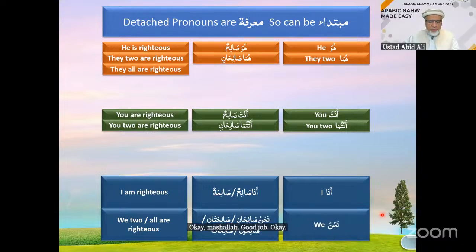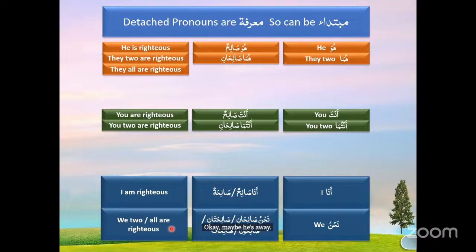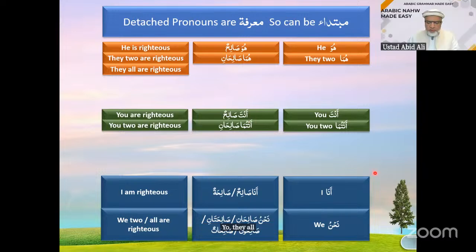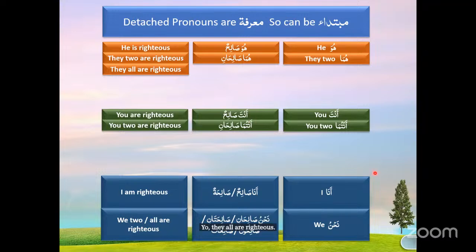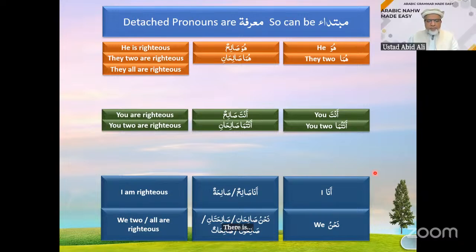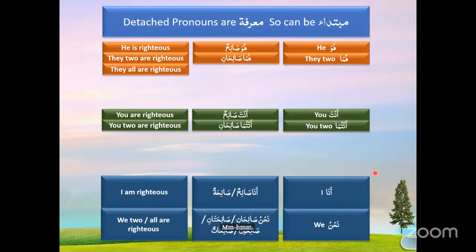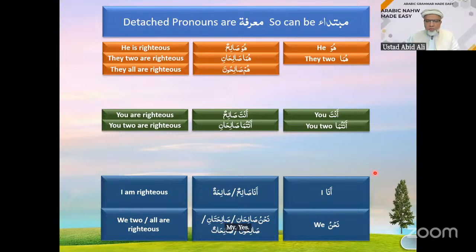Brother Shahbaz, would you like to participate? Yes, Assalamu alaikum. Welcome. They all are righteous. They is Hum, and Salihuna is the male version. Yes. Hum Salihuna. Mashallah. Jazakallah khair.